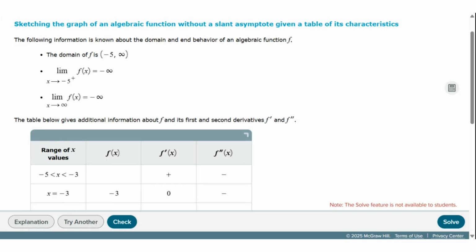from there. And then the limit of the function as it approaches -5 from the right is -infinity. So it's going to be down at -5. And then the limit as it approaches infinity is also -infinity. So we're going to have some kind of upside down U-shaped thing. It might not quite look like a U, but it's going to be down on both ends, starting at -5 and going out to infinity.